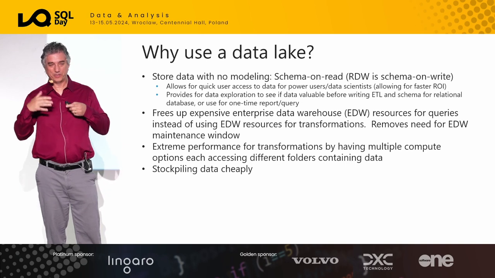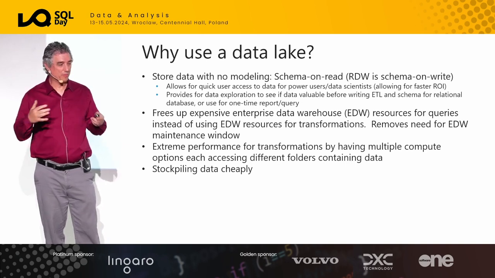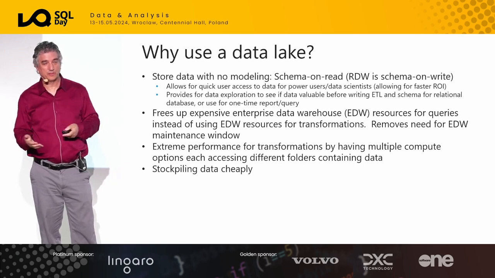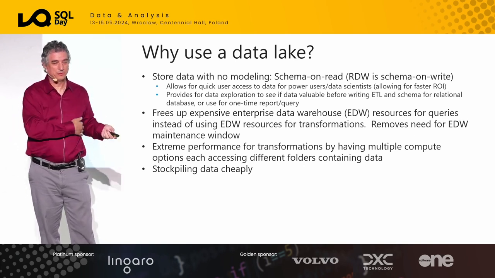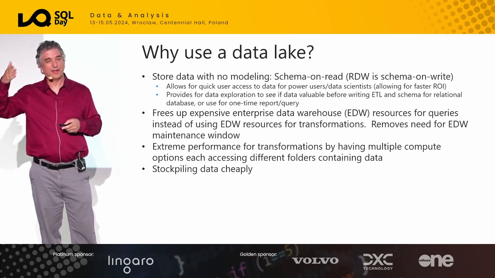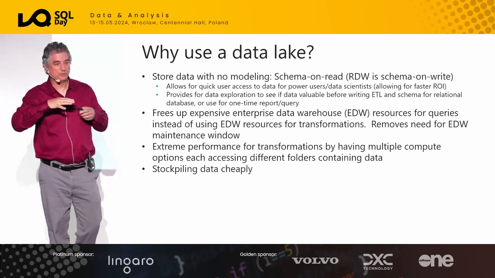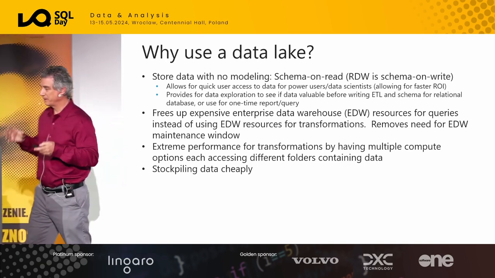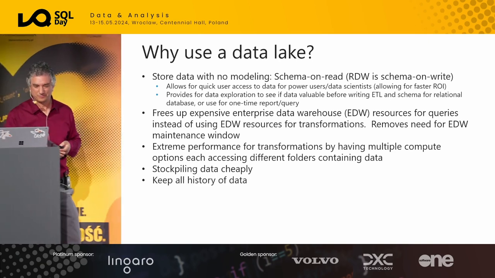And you can even save even more money by using certain features like with Azure and the Data Lake Storage Gen 2 has object tiering. You have hot, cold, cooler, and archive. So you can set data to be, spend even less on it just by moving around.